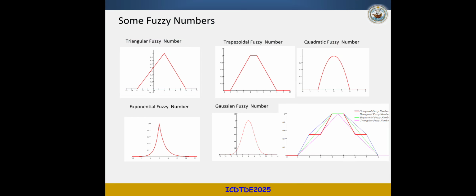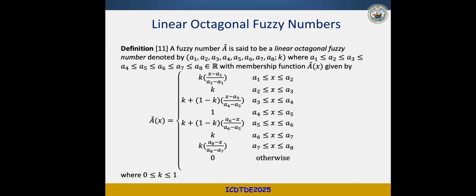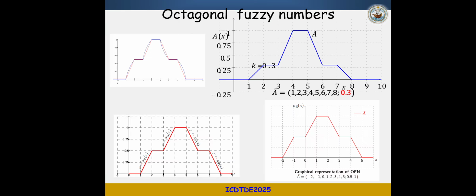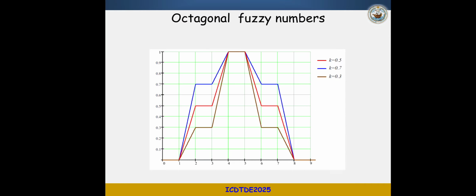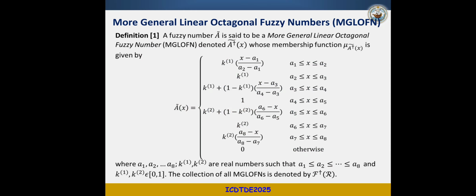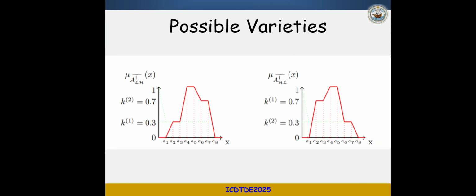In general, there are various fuzzy numbers in the literature, like triangular, trapezoidal, and octagonal fuzzy numbers, which one of the authors introduced recently. This is the definition of the linear octagonal fuzzy numbers, which we are interested in for our paper as well. But this has one K level, which you can see here in this diagram. We have developed new octagonal fuzzy numbers where the scale levels are going to be different, so you can have a K1 and K2. You can see the diagram: there is a left down and up, or left up, or right down. These possible varieties play a major role in a psychological problem, which we recently published as well.